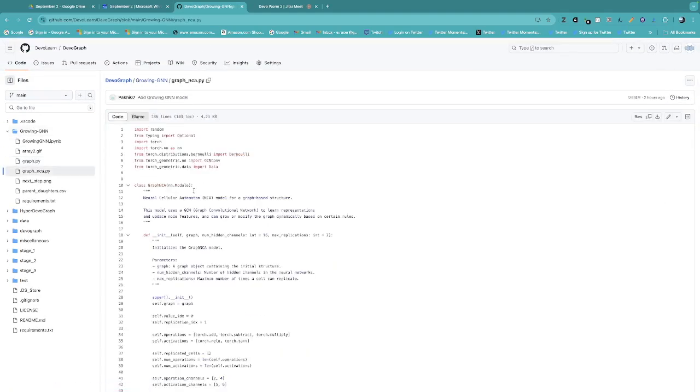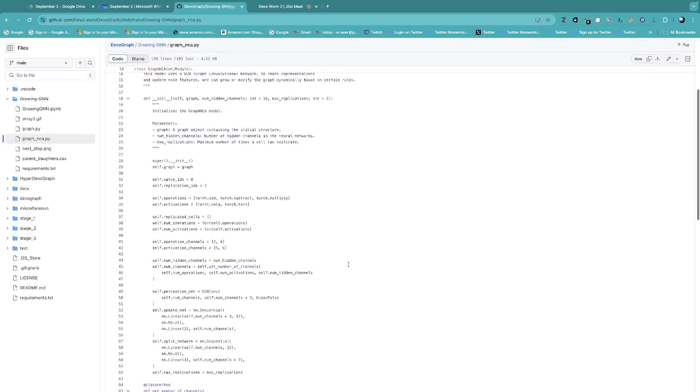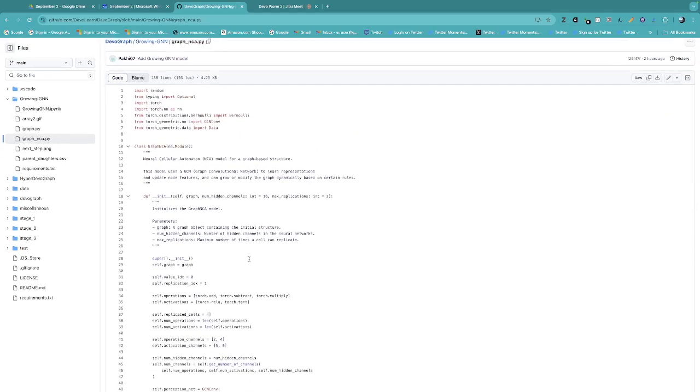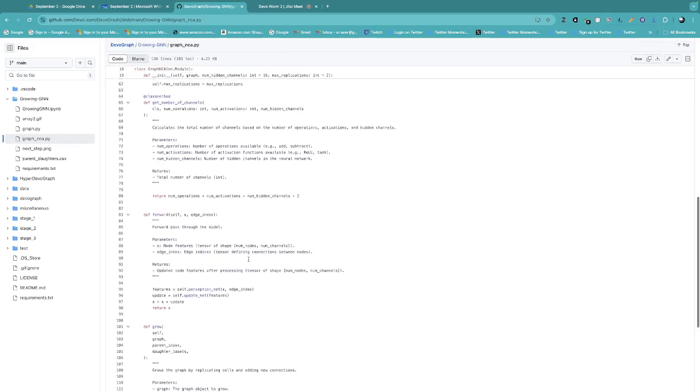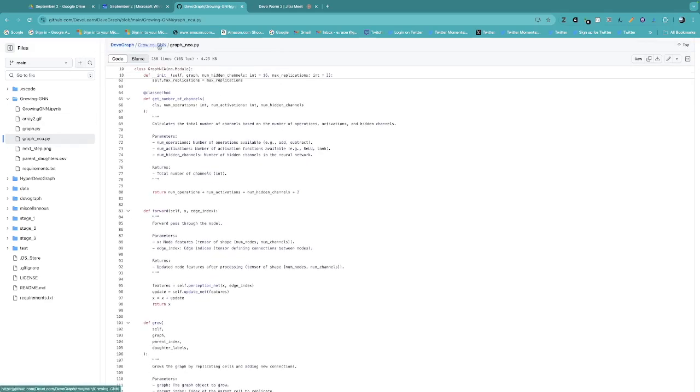Graph NCA actually does this by building a neural cellular automaton, and it allows this graph convolutional network to learn representations and update node features, and can grow or modify the graph dynamically based on certain rules. So this is implementing a neural cellular automaton for this. And so I think these two pieces of code run together.